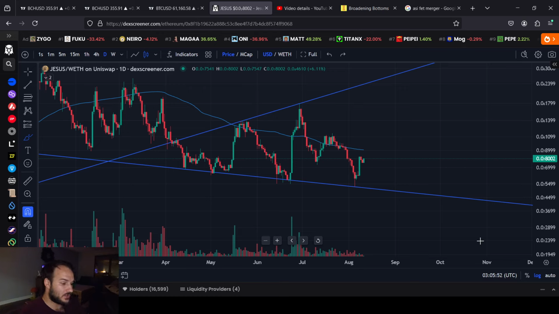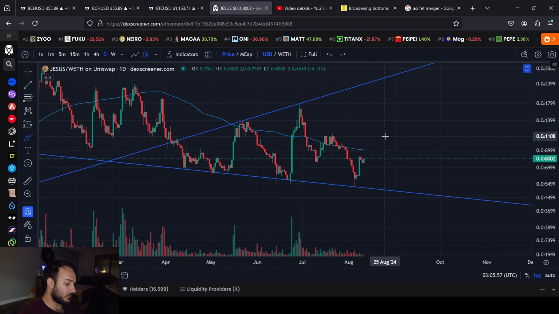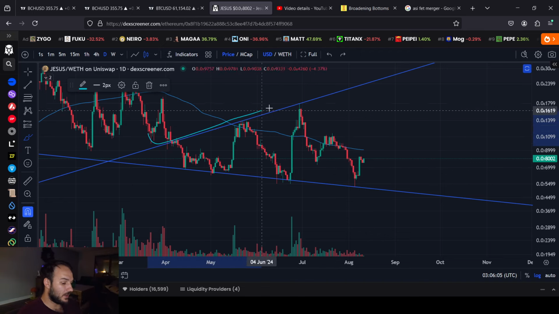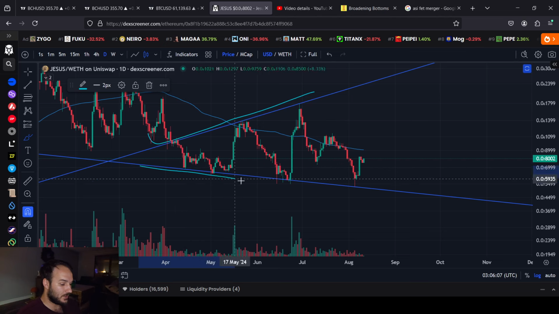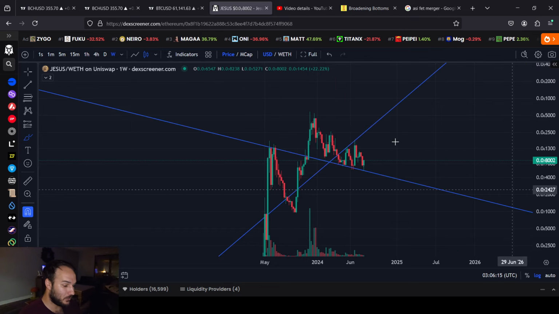I believe Jesus Coin is in a broadening bottom pattern. I think that's what this is, also known as a megaphone, right? Megaphones, they're broadening bottoms, broadening tops. They are identified by having one trend line that is sloping upwards while having one trend line that is sloping downwards. It's called a broadening top or bottom. And what separates the top from the bottom? Well, it's either at the top or it's at the bottom. That's what it is, right?